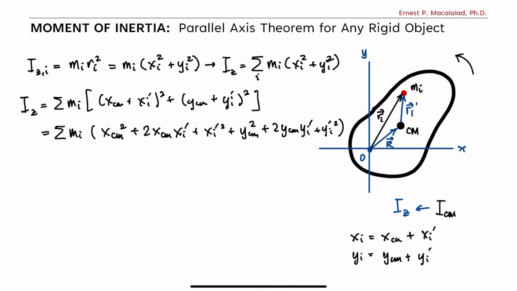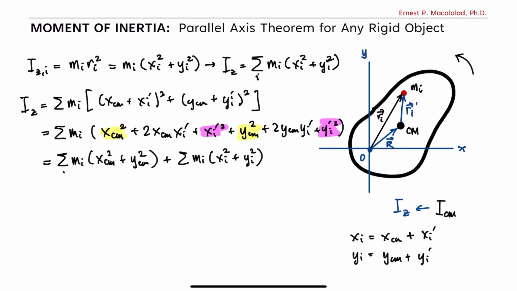So grouping Xcm and Ycm together, Xi prime and Yi prime together, we can rewrite this as the sum of Mi times Xcm squared plus Ycm squared, plus the sum of Mi times Xi prime squared plus Yi prime squared. This is for all i's. And then plus 2 Xcm times the sum of Mi Xi prime for all i, plus 2 Ycm times the sum of Mi Yi prime for all i. By definition of center of mass, these two terms are zero.